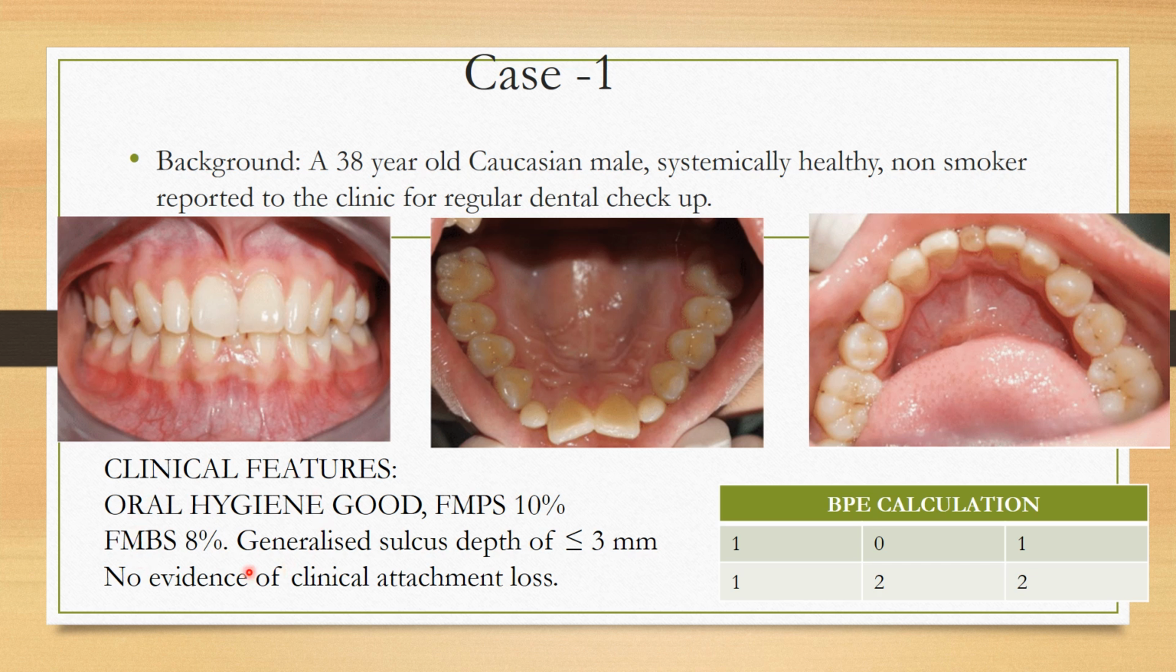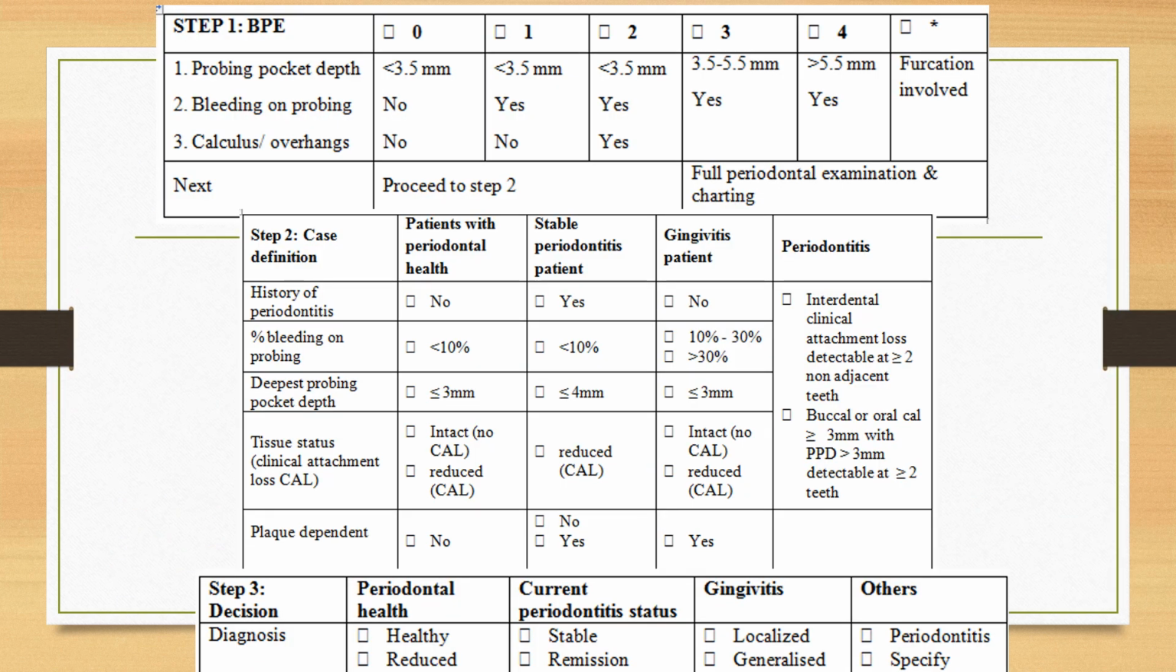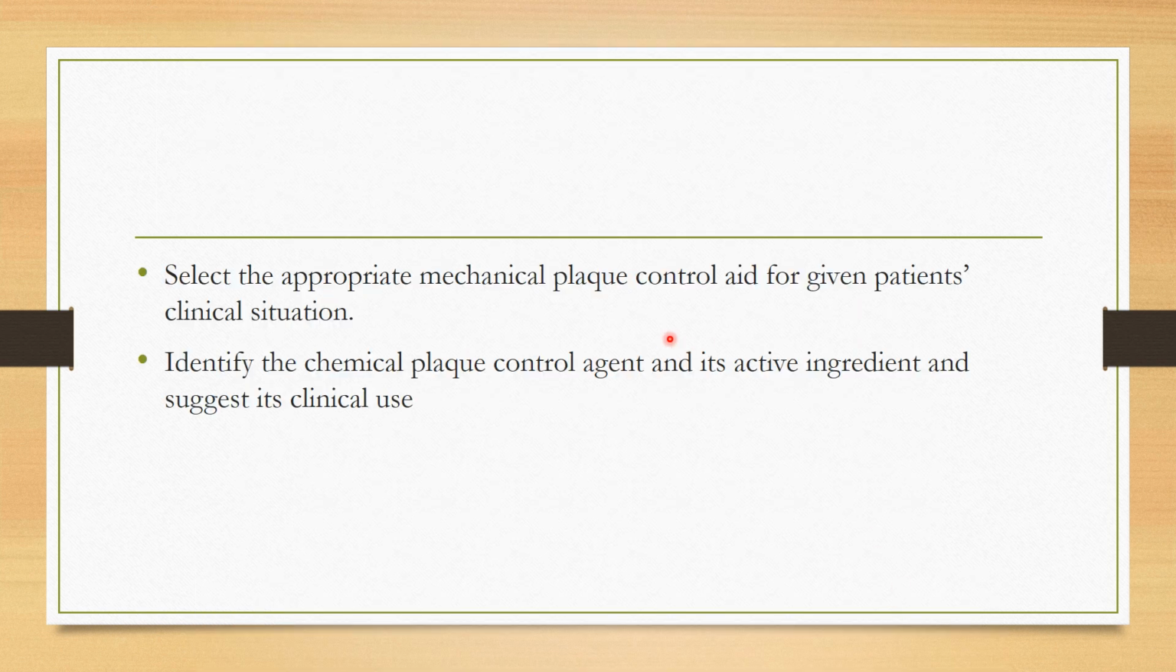Clinical features we have given: oral hygiene good, full mouth plaque score 10%, full mouth bleeding score 8%, generalized sulcus depth of less than 3 mm, no evidence of clinical attachment loss. BPE scores also we have given. This is a chart we have provided for step 1 and step 2, and you have to come to the correct diagnosis. Along with that, you have to give an appropriate mechanical plaque control aid for this patient, and also a chemical plaque control agent. We have already covered both mechanical and chemical plaque control agents under plaque control.